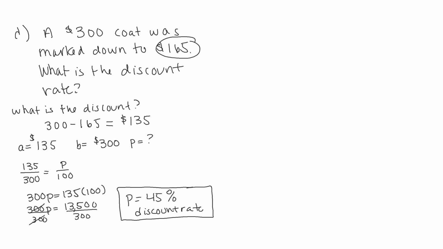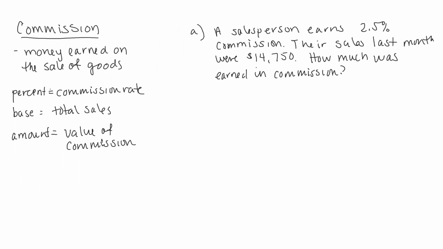And finally, let's talk about commission. So commission is the one that a few of us maybe don't know. We're generally pretty familiar with sales tax and discount, but commission isn't something that the average person deals with on the daily. So commission is money that is earned by salespeople on the total value of what they sell. So like realtors earn commission, car salesmen earn commission, shoe salespeople earn commission. A lot of times people that sell jewelry earn commission.